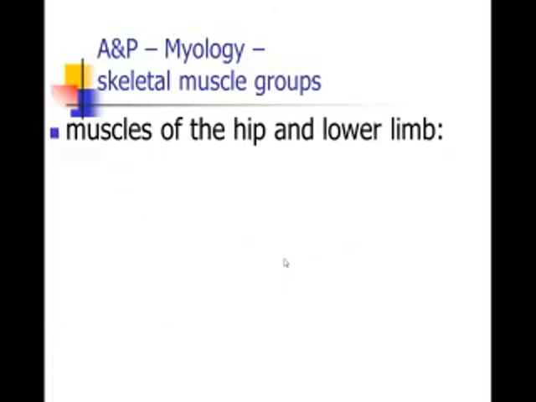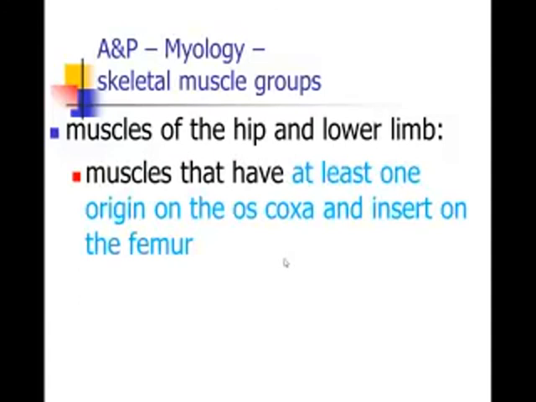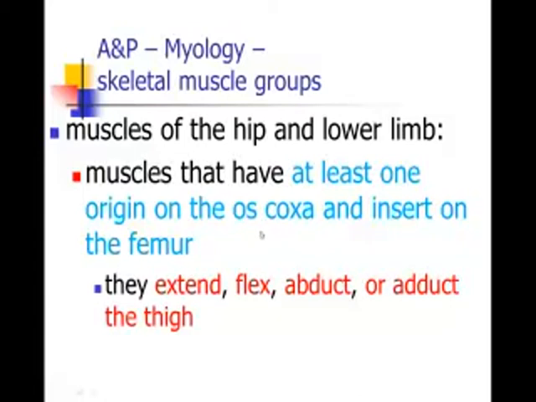Next, we're going to move to the lower extremity. So we have muscles that move the lower limb, and these muscles have at least one origin on the os coxa, that's the pelvic girdle, and they insert on the femur. So they're going to either extend or flex. They're going to abduct or adduct the thigh, depending on their position.